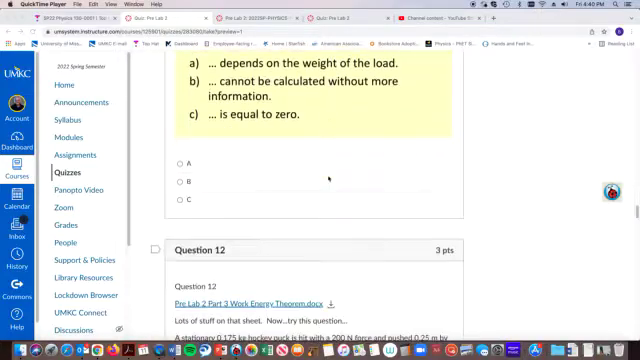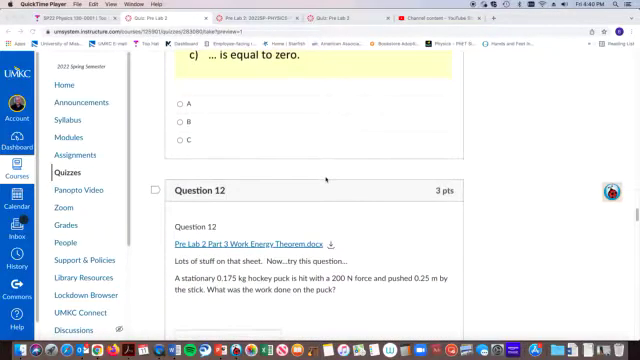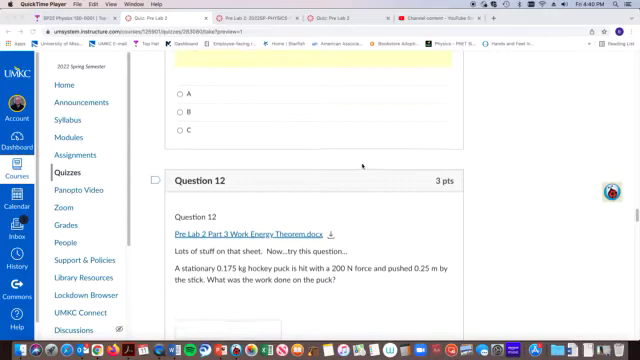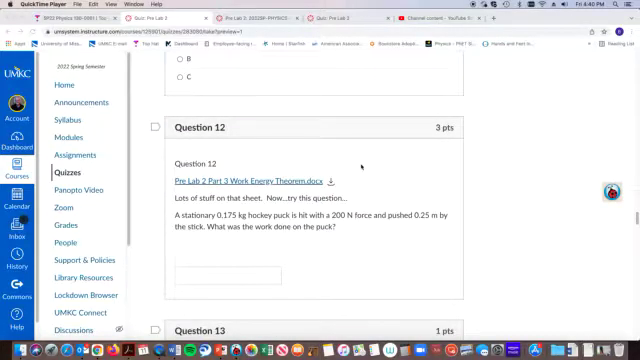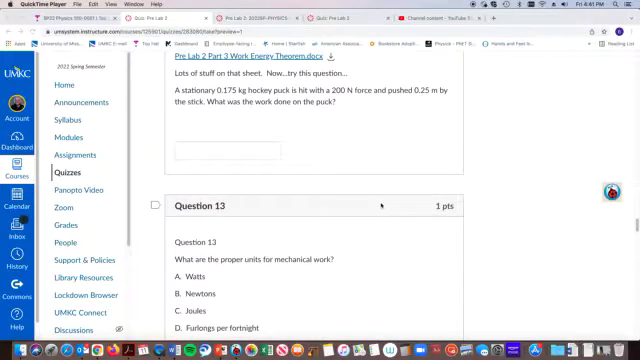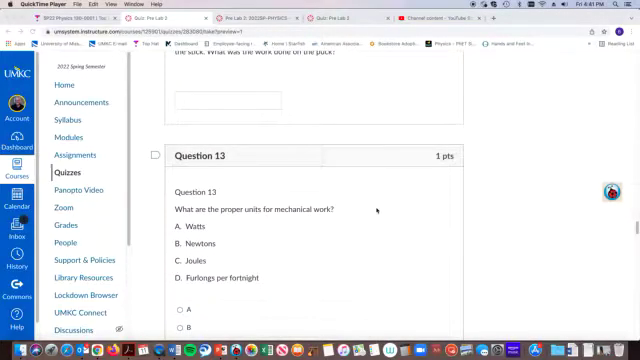All right. So anyway, let's just talk through problem 12 here real quick. It says a stationary 0.175 hockey puck is hit with a 200 Newton force and pushed 0.25 meters. That's a force times a distance. What was the work done on the puck? Force here times distance. Okay, so that's pretty straightforward. What are the proper units for mechanical work? Well, again, it's one of these guys.